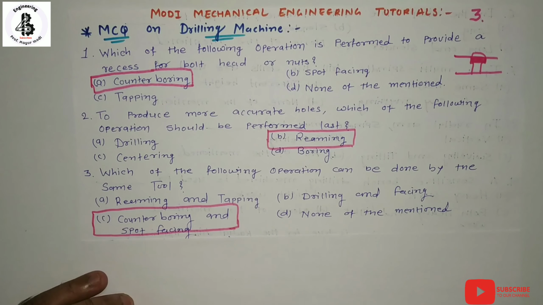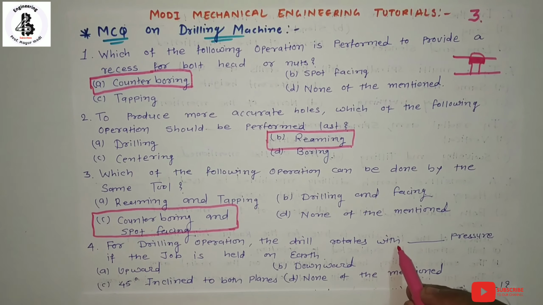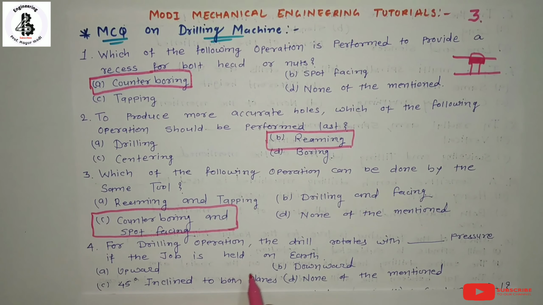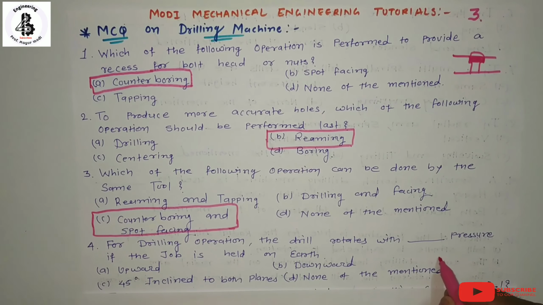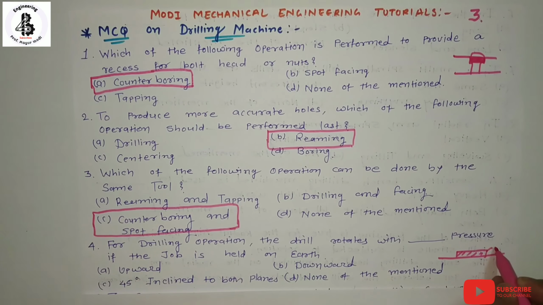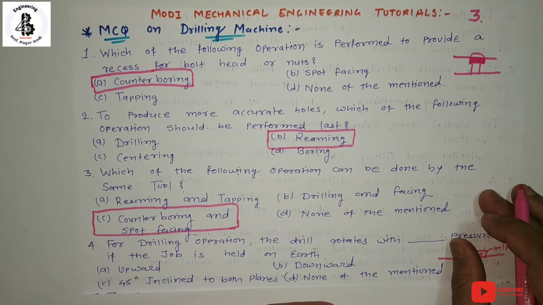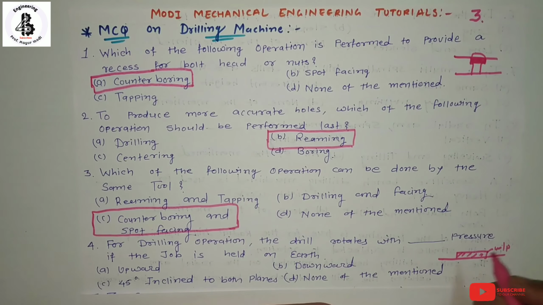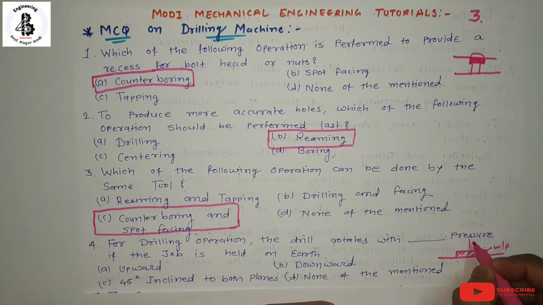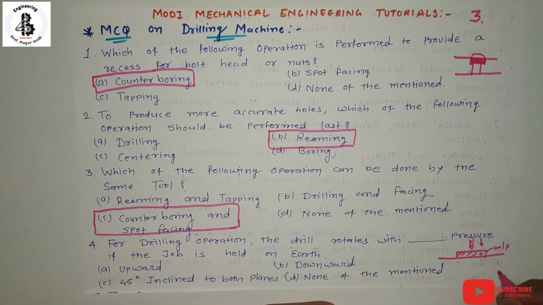The next question. For drilling operations, the drill rotates with which kind of pressure if the job is held on the earth? Basically this is the earth and this is our heavy workpiece. For drilling operations, the drill rotates with which kind of pressure? Here are our drill bits. The pressure will always be downward.